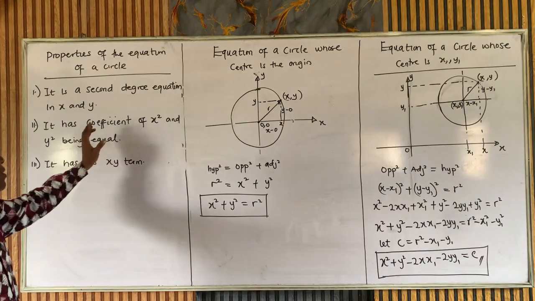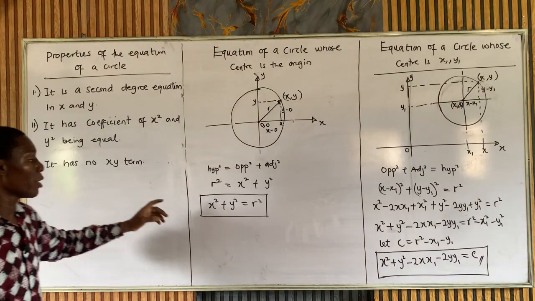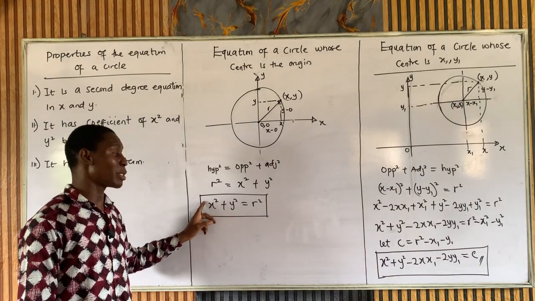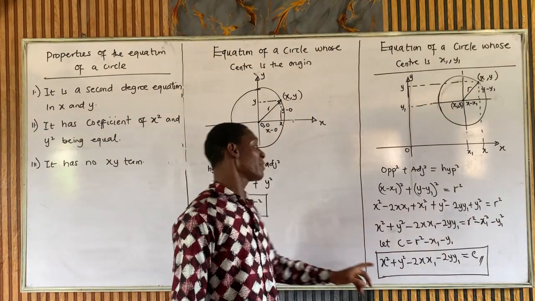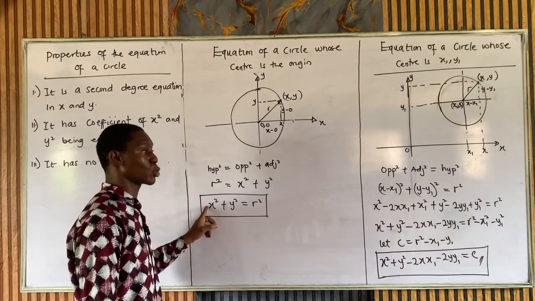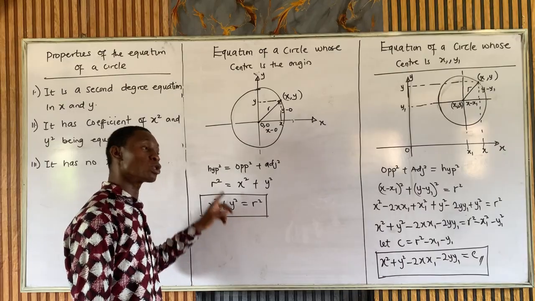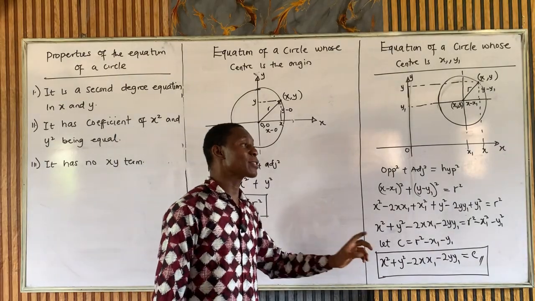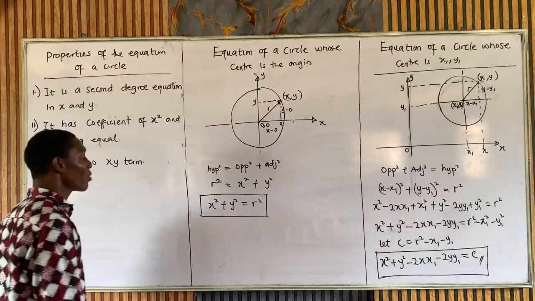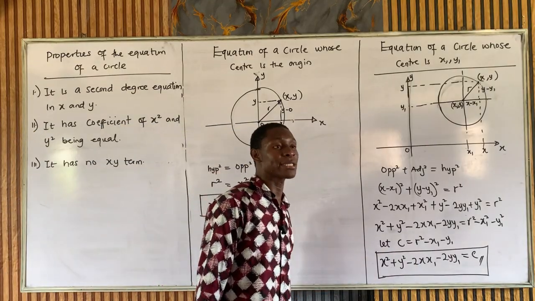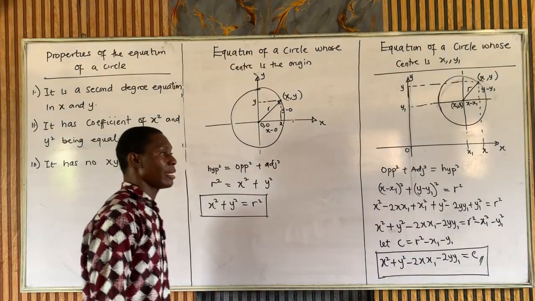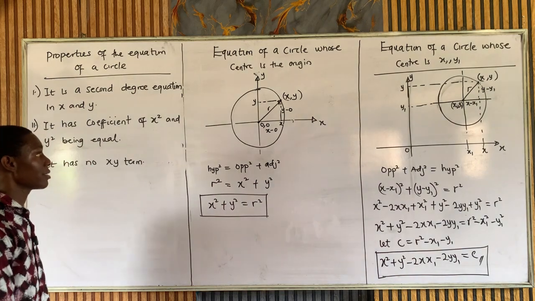Next, it has the coefficient of x squared and y squared being equal. If you look at here, the coefficient of x squared is 1, coefficient of y squared is 1. If the coefficient of x squared is 2 here, the coefficient of y squared should also be 2. The coefficients of x squared and y squared are the same. And lastly, it has no xy term. You can't see xy here, neither can you see xy in the equation of a circle.